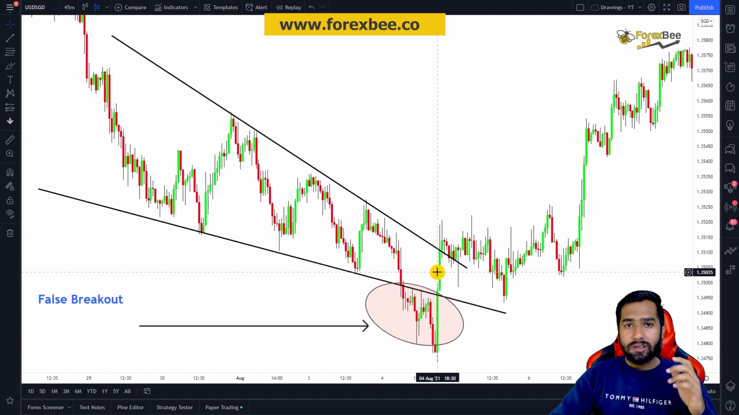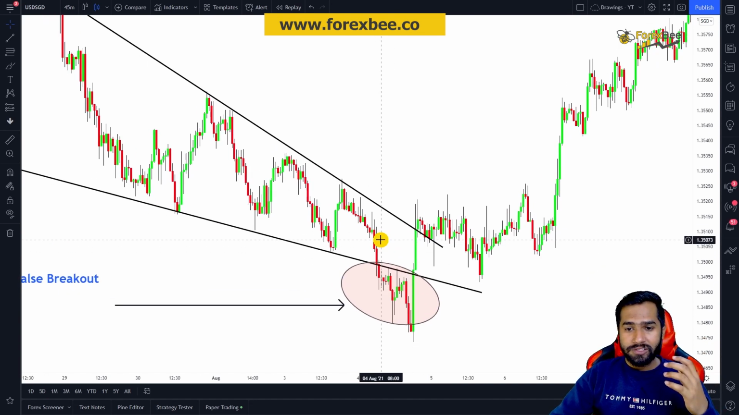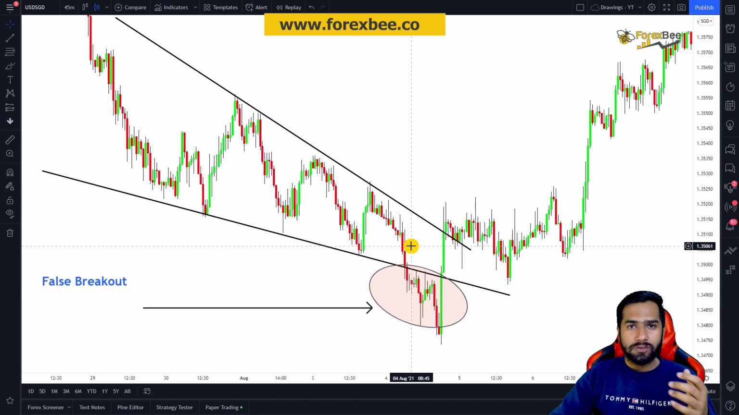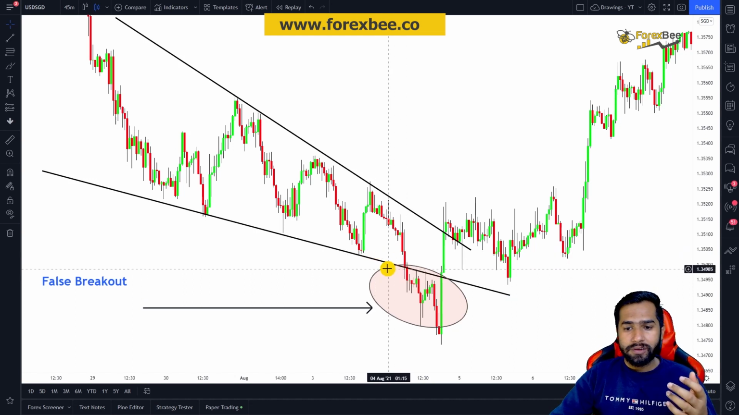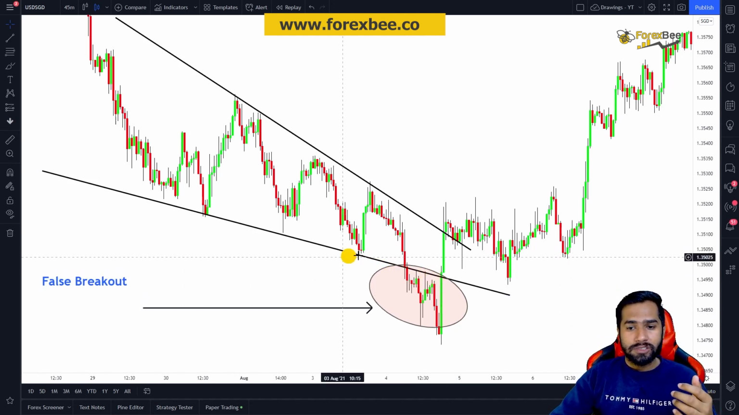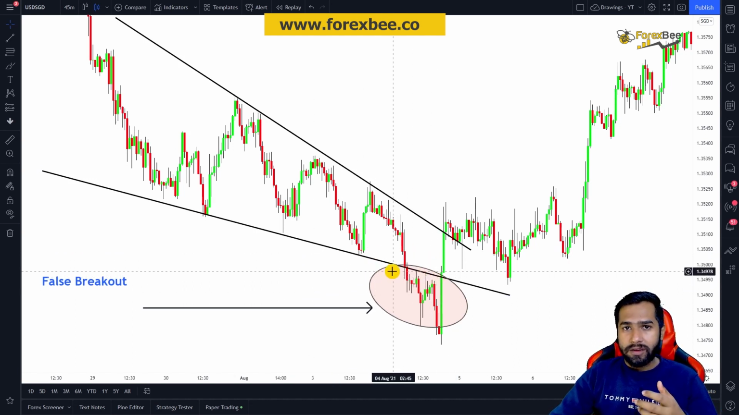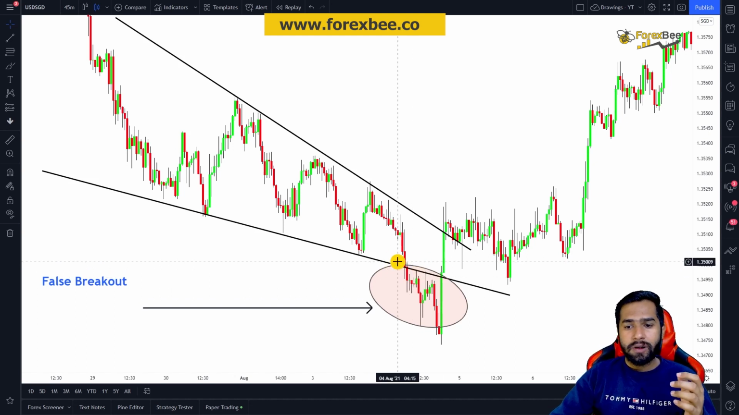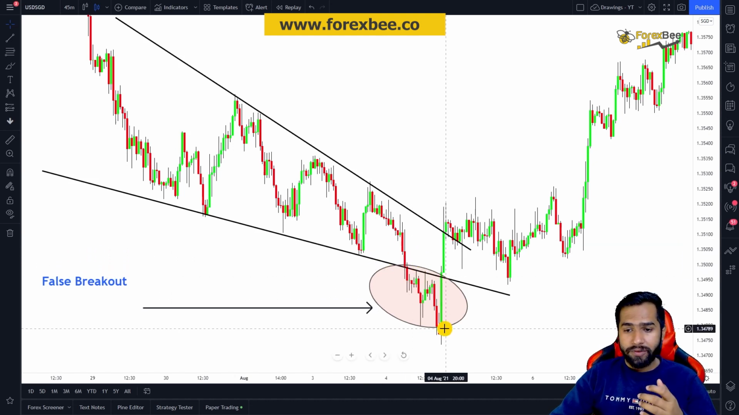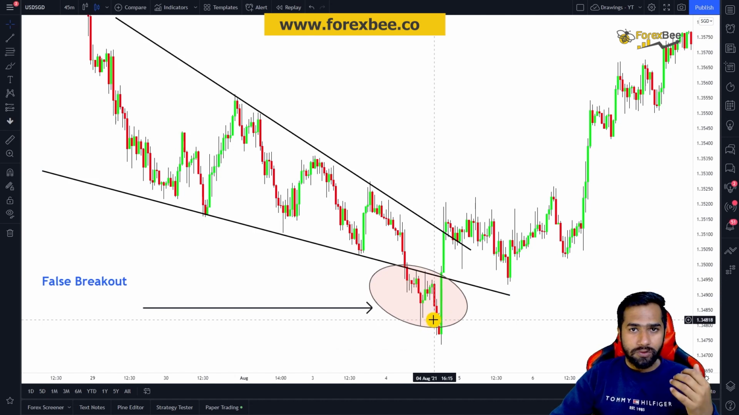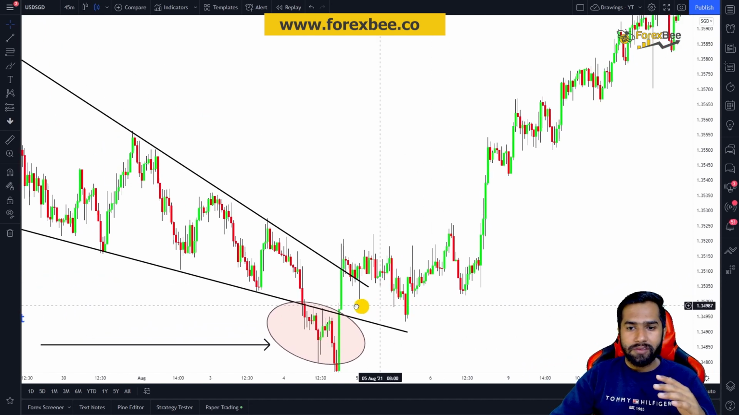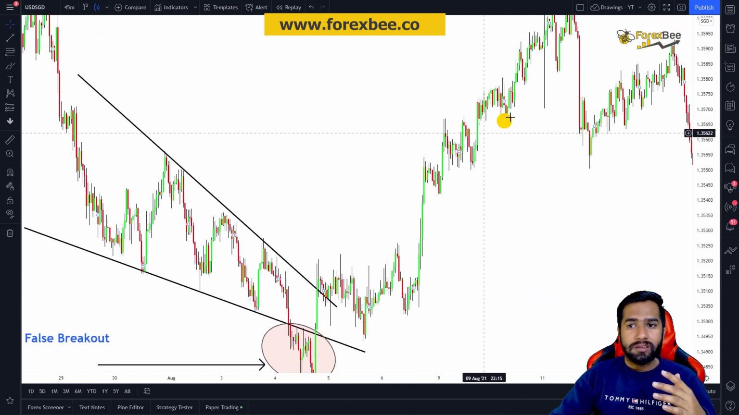So this is a false breakout, and institutions do this in order to hit the stop loss of the retail traders, because a lot of retail traders would take their long position at this point, and the institutions would move the market in the downward direction to give the false breakout, just to hit those stop loss levels. And after that, as you can see here, the market moved in the bullish trend.